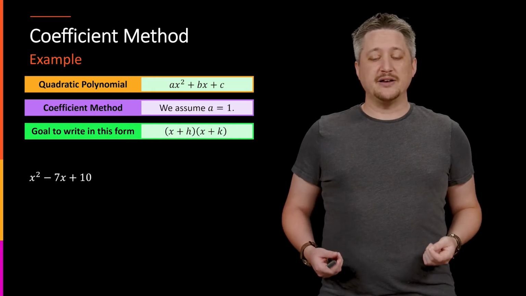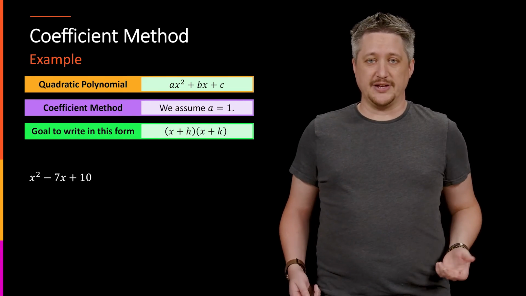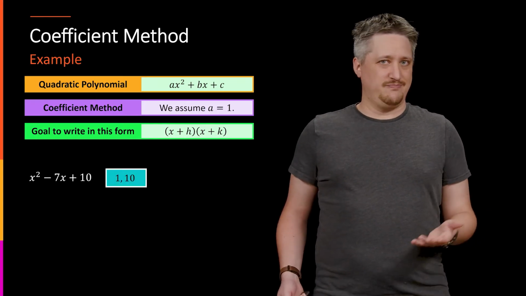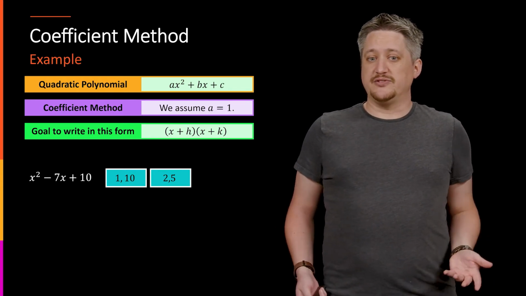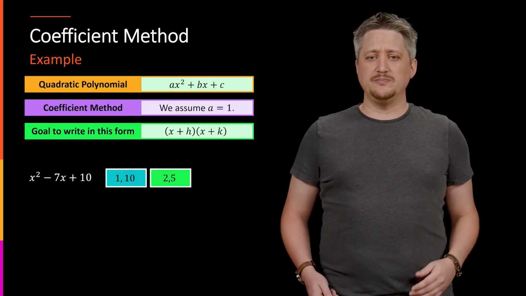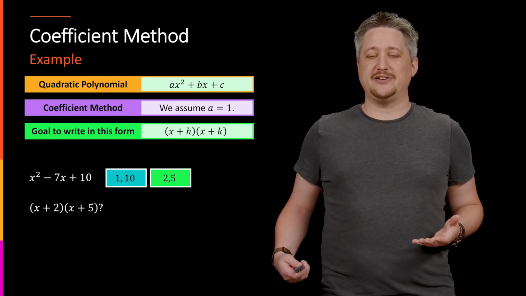So we're going to start by looking at the factors of 10, what pairs of numbers we can multiply to get 10. So obvious choice, 1 and 10. But 1 plus 10 is not 7, it's 11. 2 and 5, well, 2 plus 5, that's 7. That seems to work. Okay, so that should be our h and k. We plug those in, we get x plus 2, x plus 5.